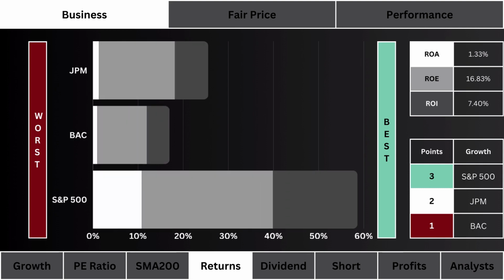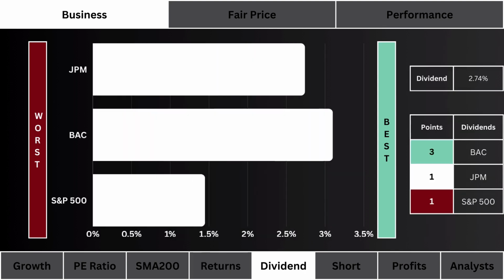For returns, what you see here is the ROA, ROE, and ROI of the three stocks. We want to figure out which stock is using its assets, cash, and investments most efficiently. The greater the overall return, the more efficient the stock's business.